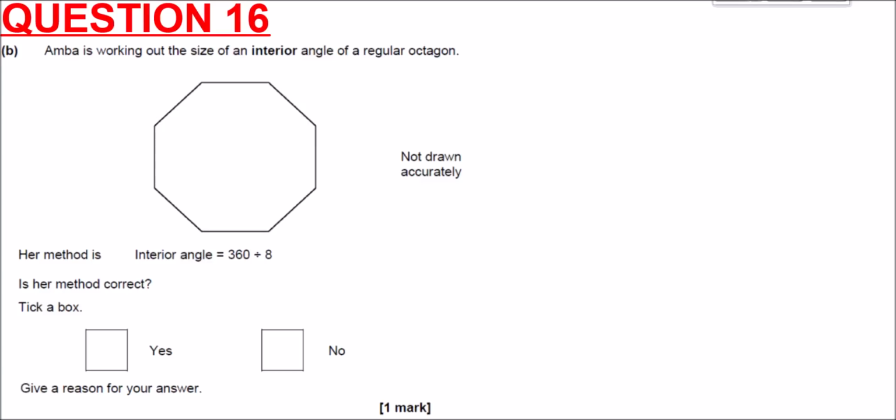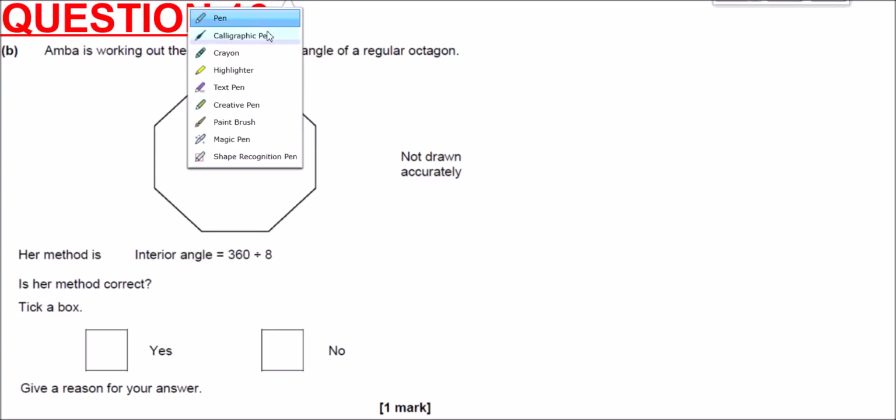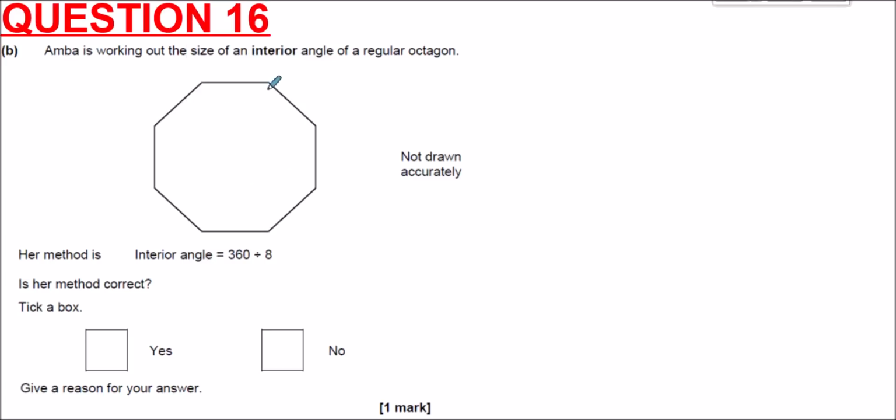Part B, for question 16, Amber wants to work out the size of an interior angle of a regular octagon. Interior means inside. For example, interior decorating means decorating that takes place on the inside. So by interior angle, we mean one of these corners of the shape on the inside. And so she's got a method written below, which is the interior angle is 360 divided by 8. Is her method correct?